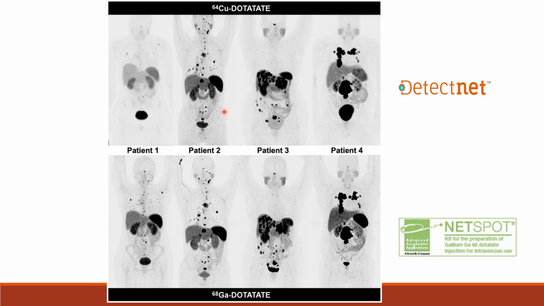That's why you're seeing more with copper. Copper has a higher radiation dose and poorer counting statistics because it has a longer half-life, but it has better detection abilities than gallium does. So just different differences to keep in mind.